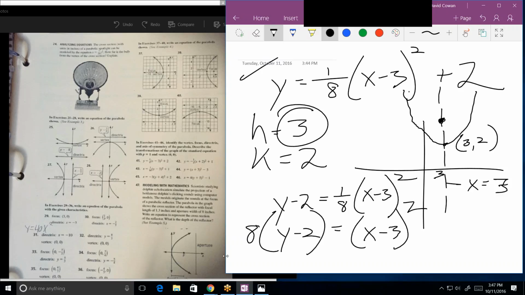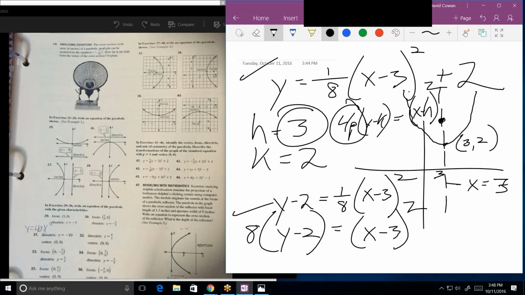I know that they don't give you the whole course on conics in Algebra 2. They're just kind of introducing you to it. But even still, I think it's easiest to put this into the 4P format. Notice that I now have it in the perfect 4P format. It's 4P times y minus k equals x minus h quantity squared. Well, that's exactly what I'm looking at.